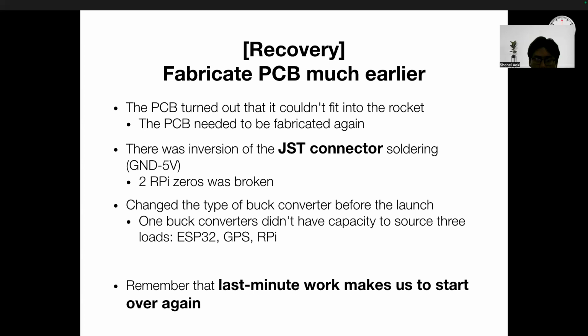Then there was also an inversion of the JST connector, ground and 5-volt. It was mixed up. Because of this, the 2 Raspberry Pi Zeros were broken. Also, because of the last minute PCB design change, the buck converter was replaced with another type, and it generated another issue: this buck converter cannot source 3 components, ESP32, GPS, and Raspberry Pi. So again, last minute work should be avoided because we don't have much time to test it.